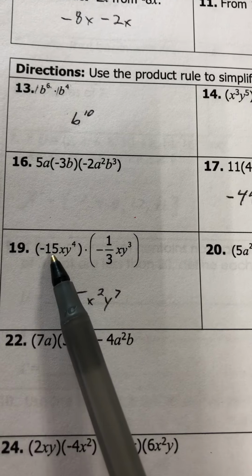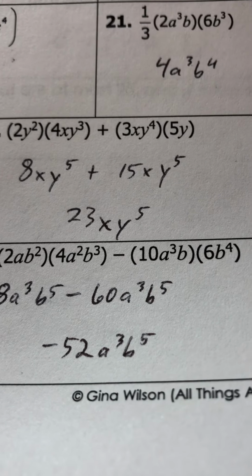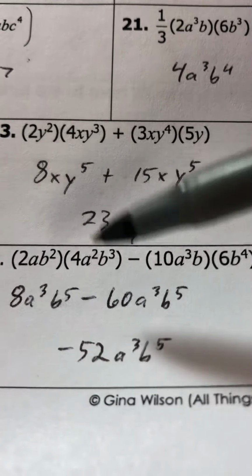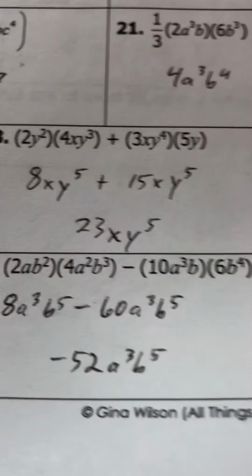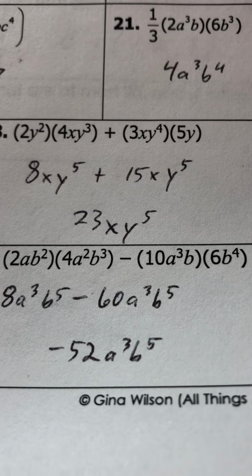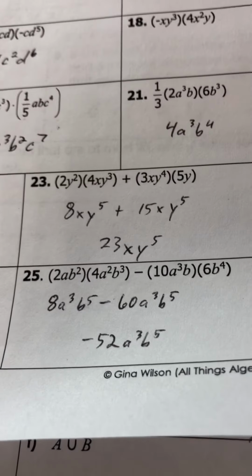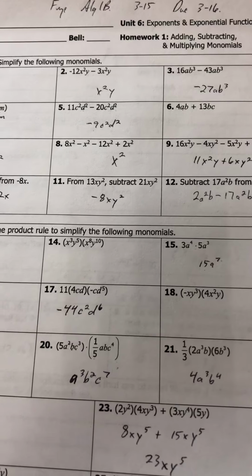And then 25, I multiplied these together, got this, multiplied these together, got this. Remember, when you're multiplying the coefficients, you're adding the exponents. And notice that they both end up being a to the 3rd, b to the 5th. So I can actually do the subtraction here. I can combine these like terms. 8 minus 60 is negative 52. a to the third, b to the fifth. And there you have it. Hopefully this was enough help to get you through this assignment and get it turned in as soon as possible.